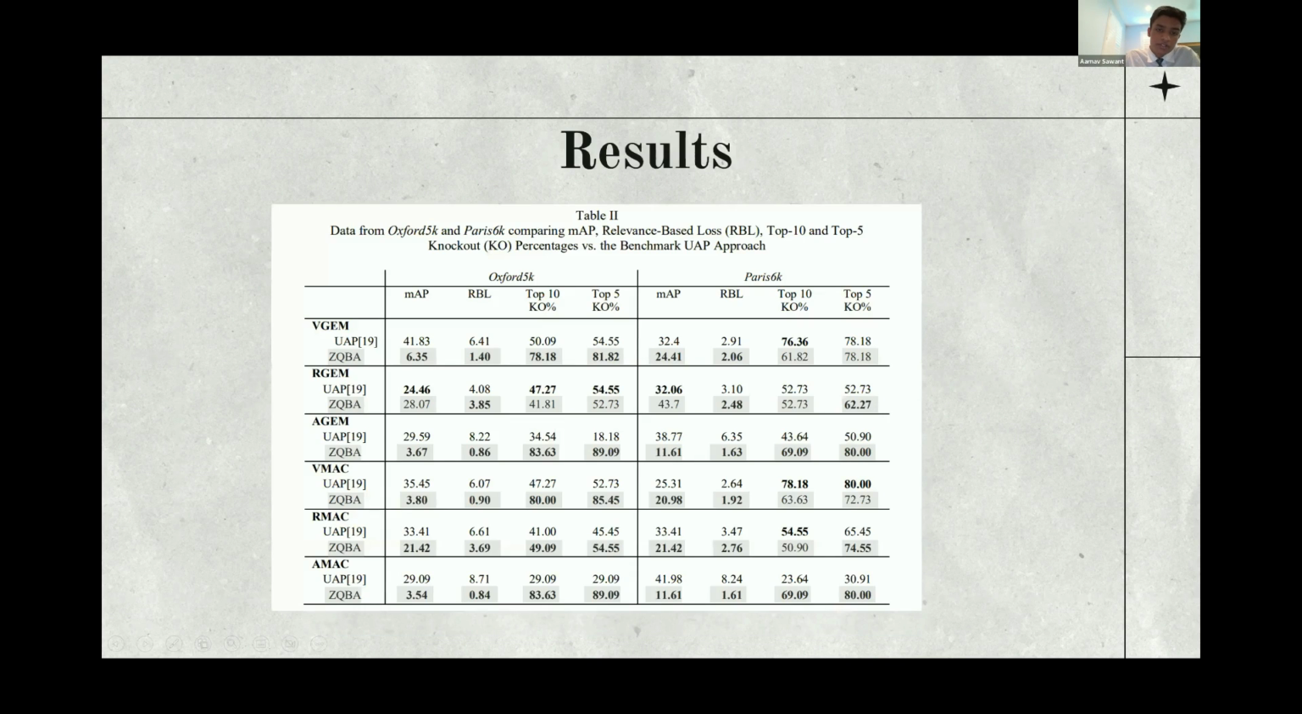Here's our results. So this data table shows our results. We're able to beat our benchmark in most of the metrics across both data sets. And just for some context, for VGEM, the mean average precision of the original model without perturbations was as good as 80 point something. But we were able to drop the mean average precision to 6.35 by adding our perturbation, which shows how our perturbations are effectively able to affect the relevance of the image retrieval model.